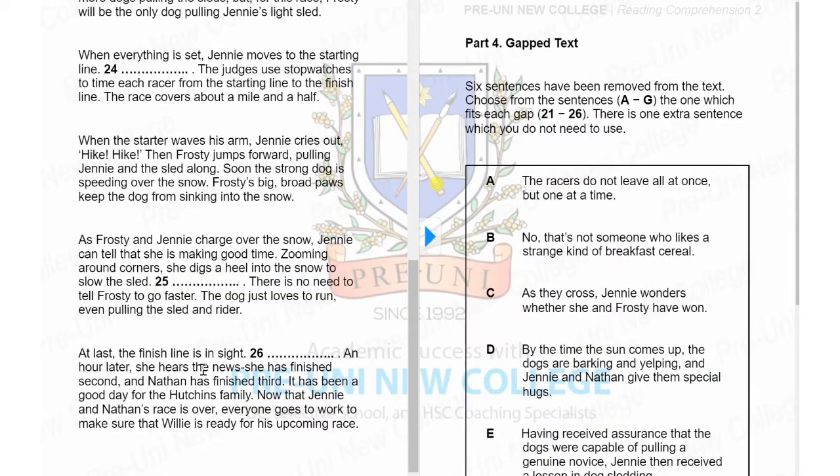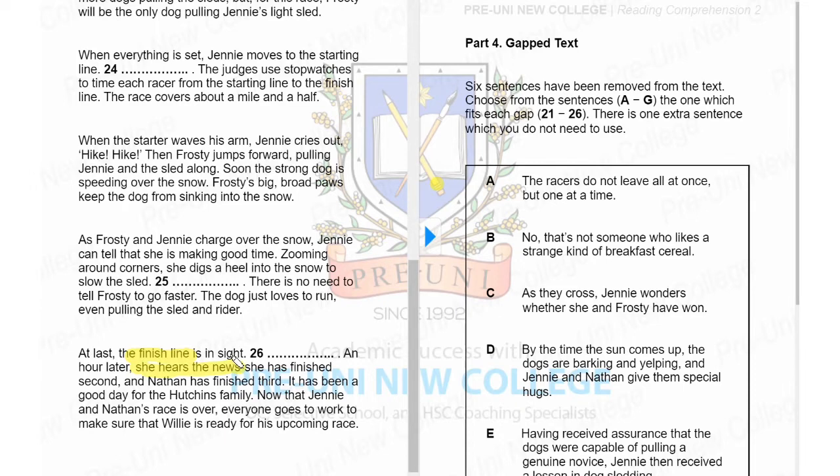Okay, so for the last question and paragraph, it says, "At last the finish line is in sight. Blank. An hour later, she hears the news. She has finished second and Nathan has finished third. It has been a good day for the Hutchins family. Now that Jenny and Nathan's race is over, everyone goes to work to make sure that Willie is ready for his upcoming race." So in this passage, it talks about the finish line and how she actually hears the news.